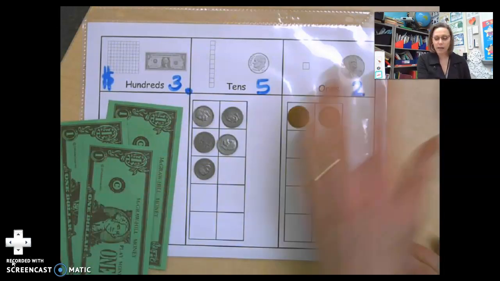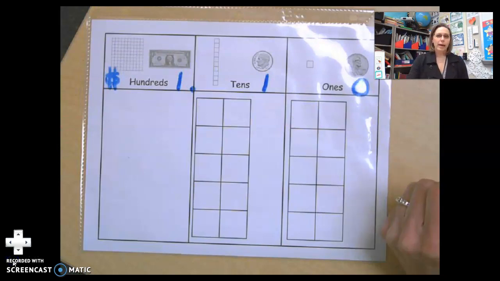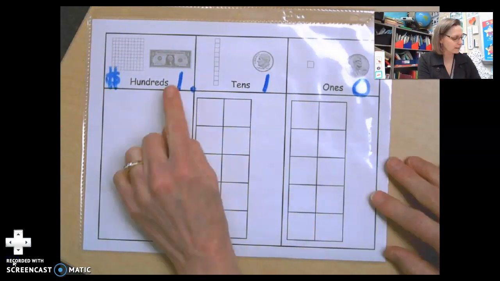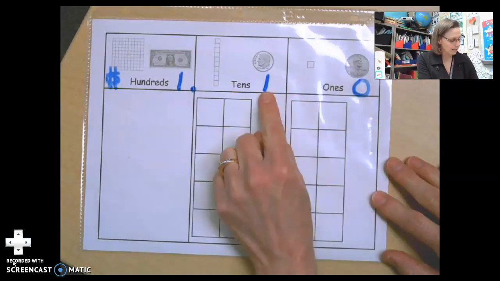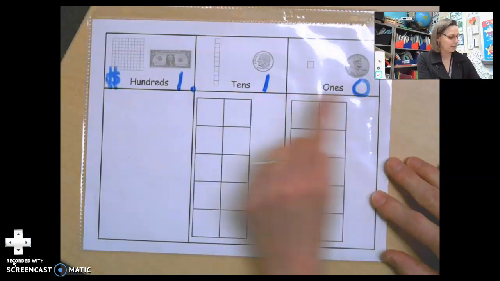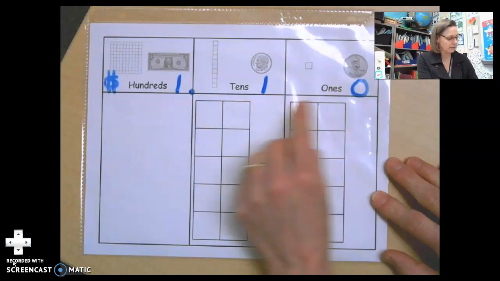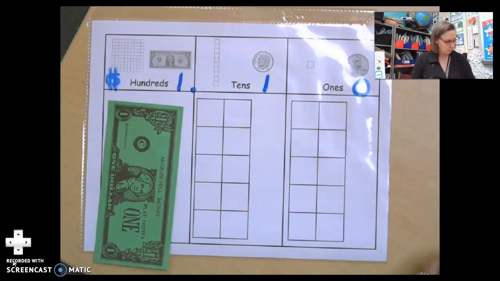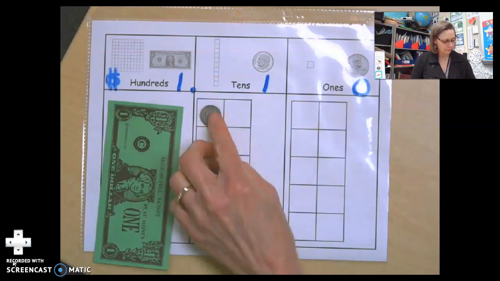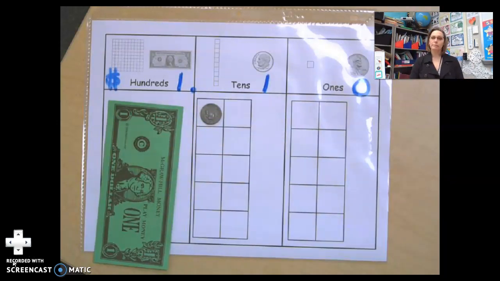All right, let's see about another one here. Okay, so here we've got $1 and 1 dime and 0 pennies. $1.10. So I see that we're going to have a $1 bill, we're going to have 1 dime, and we're going to have no pennies.